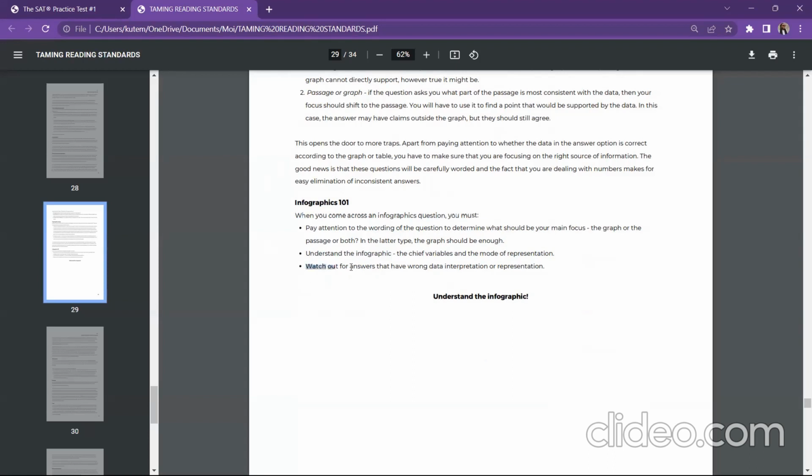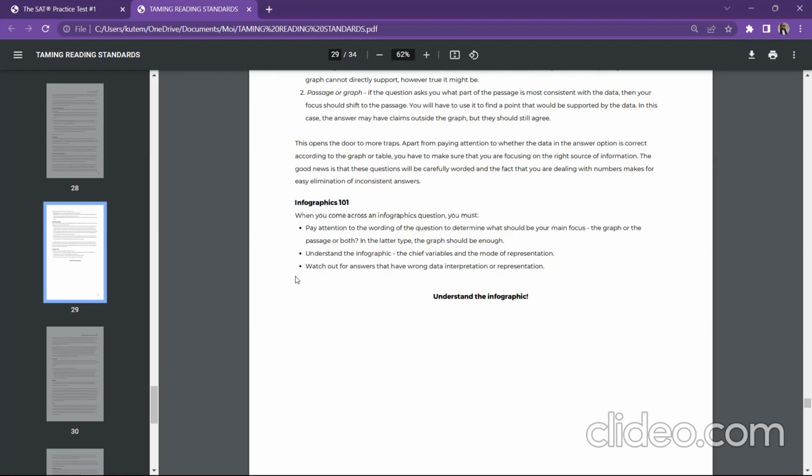Okay, and then the other thing is watch out for answers that have wrong data. Even though data is not being tested, maybe there's just something that's not adding up or it's not accurate based on the infographic. So that's also one thing that can make you get the answer wrong. And I would say it's the same concept.